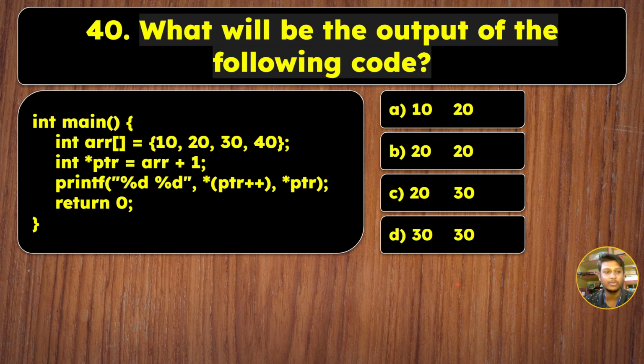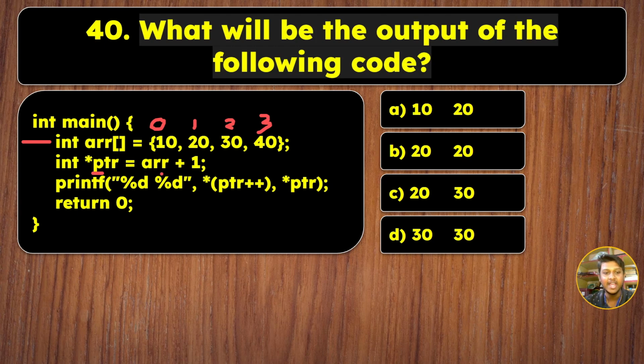Now let's solve this question. In the first step, we are assigning an integer array with the values 10, 20, 30, and 40. For this array, this is the 0th index, this is the first index, this is the second index, and this is the third index. After that, we are using an integer pointer as ptr, and we are assigning it arr plus 1.